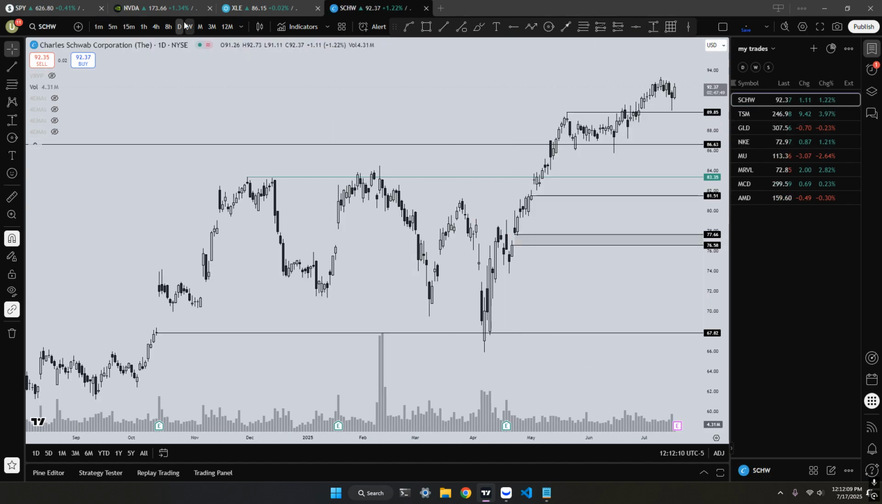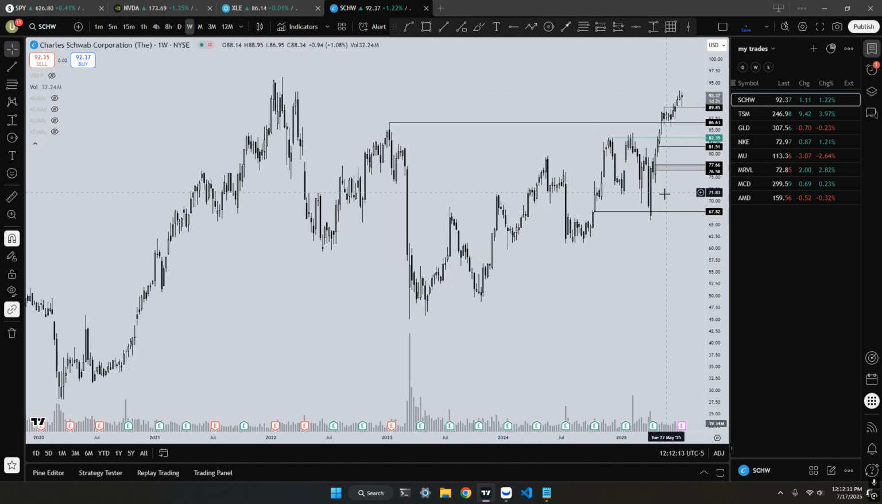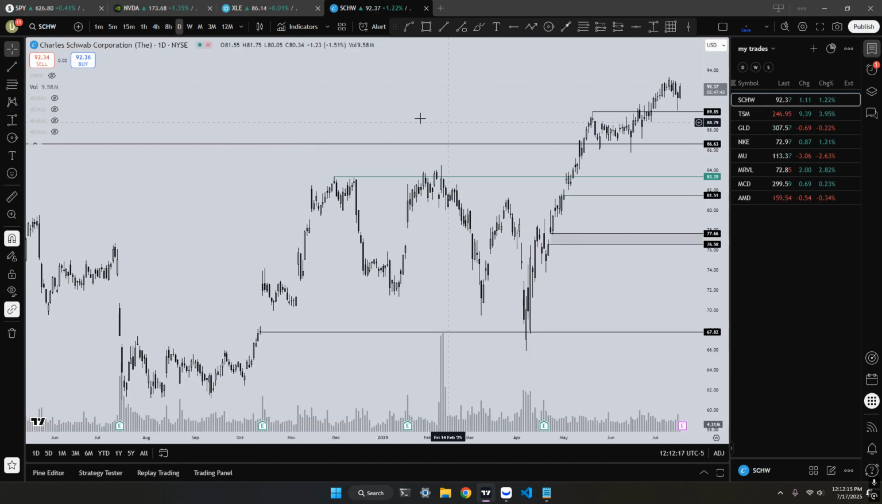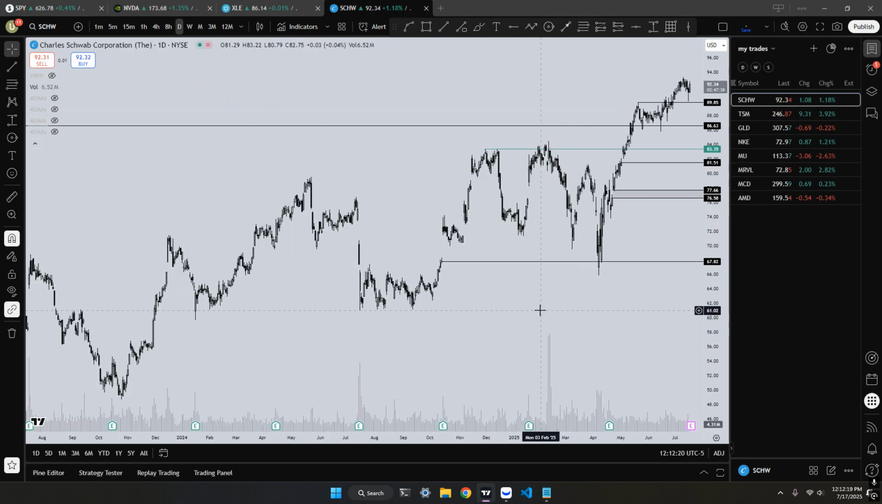Schwab was a good one, right? I've talked about this. This is a distribution on a weekly perspective, and then we're building up this distribution on a daily perspective where I think we're putting in our UTAD right now for a pullback to sub $60.